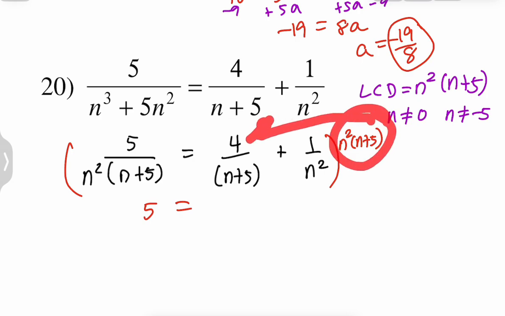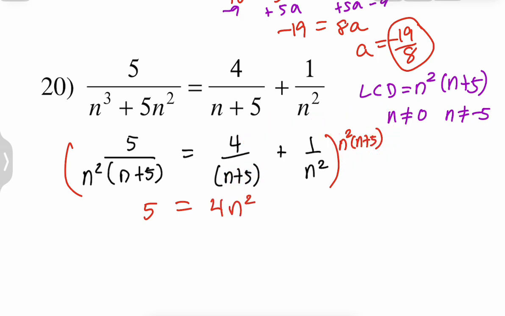When I multiply this fraction by the 4, the only thing that cancels out is the n plus 5. So I'm left with a 4n squared. When I multiply here, the n squareds cancel out. 1 times n plus 5 is n plus 5. Now, that is a quadratic. I don't like the fact that it's not equal to 0, so I'm going to subtract 5 from both sides, which leaves me actually a 2-term quadratic, which is a good one because in this case, it is factorable.